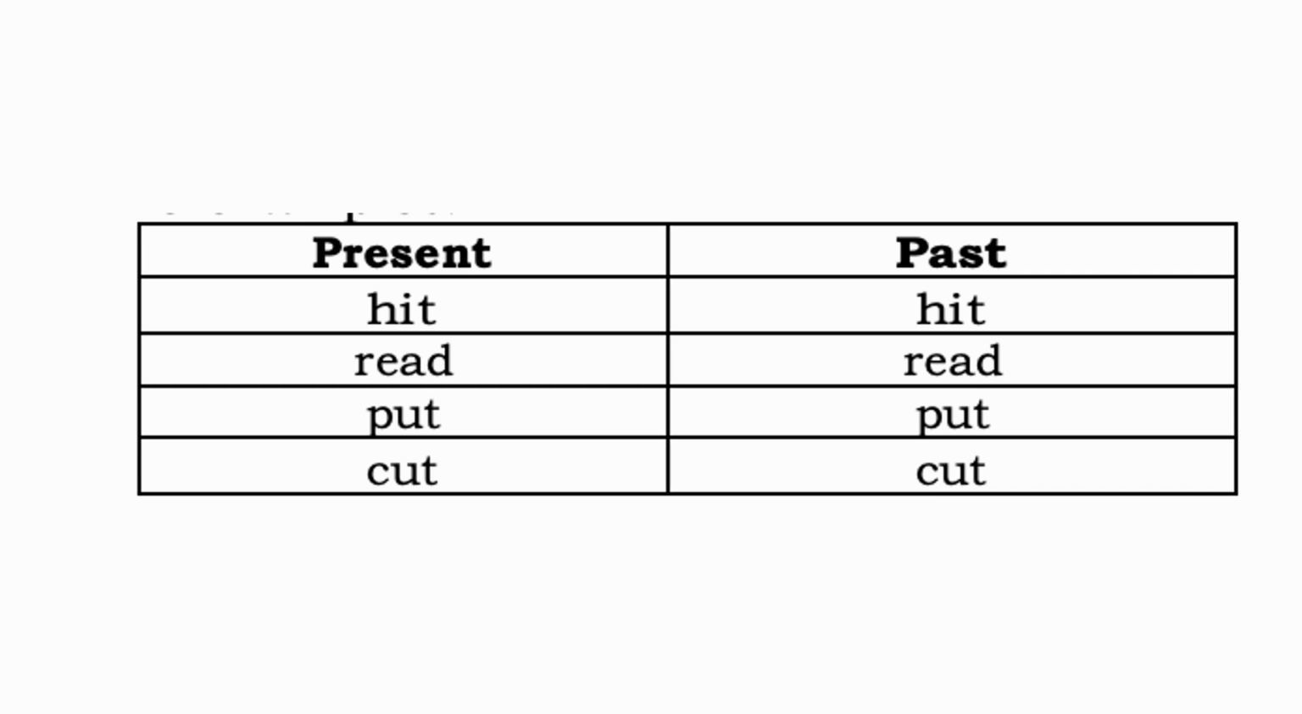Alright, so when we say present tense, these are tenses that are happening at the moment. When we say past tense, these are tenses wherein the action occurred or happened already.